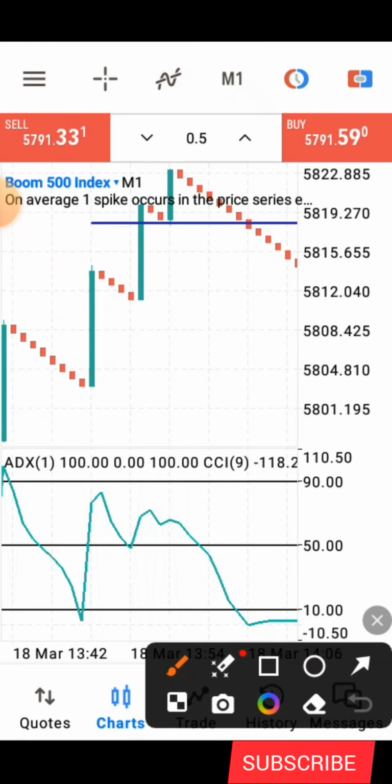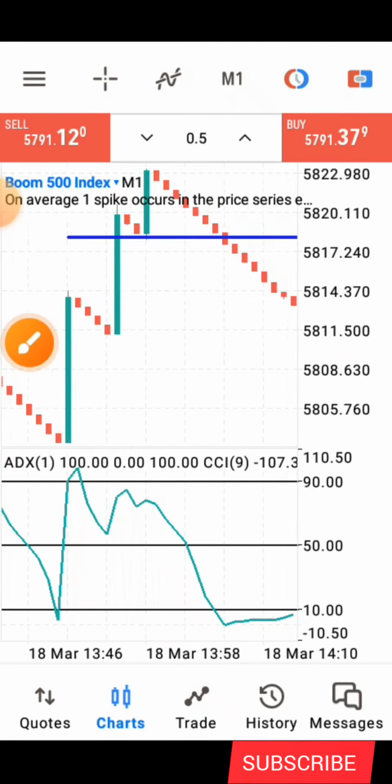Whenever it breaks this structure, you just wait for that particular candle that is breaking it. This is the one that is breaking that structure now. Wait for it to close. Immediately that candle closes, the next one that will be forming, you take 5 candles with that, and you exit the market.